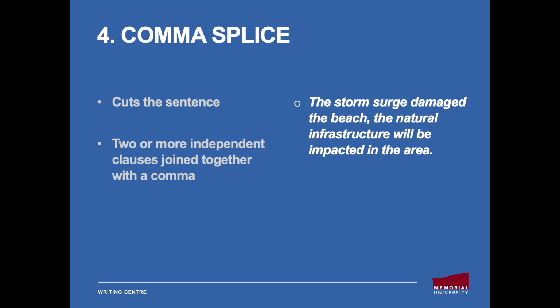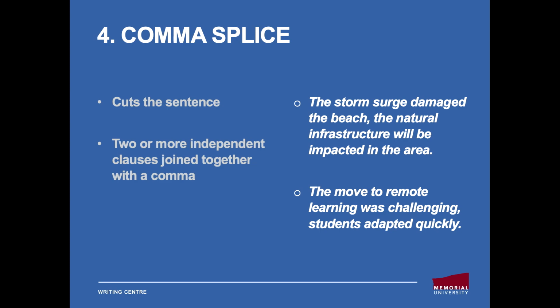Let's have a look at an example of a comma splice error. The storm surge damaged the beach, the natural infrastructure will be impacted in the area. This is an example of a comma splice where the comma is misplaced. Our second example, the move to remote learning was challenging, students adapted quickly. Again, the comma is located in an incorrect place.